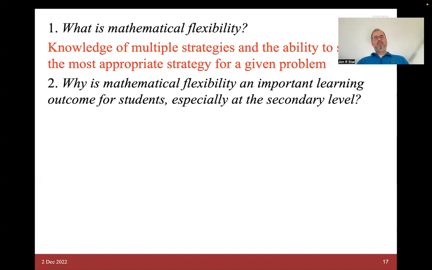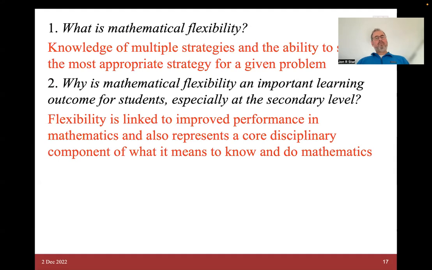Second, I was interested in talking about why flexibility would be an important learning outcome for students, especially at the secondary level. And I noted that flexibility is linked to improved performance in mathematics and also represents a core disciplinary component of what it means to know and do mathematics.